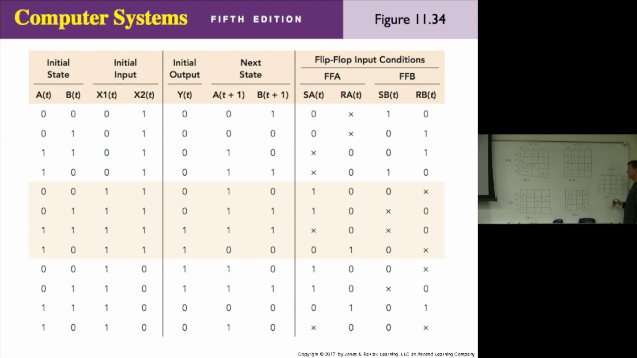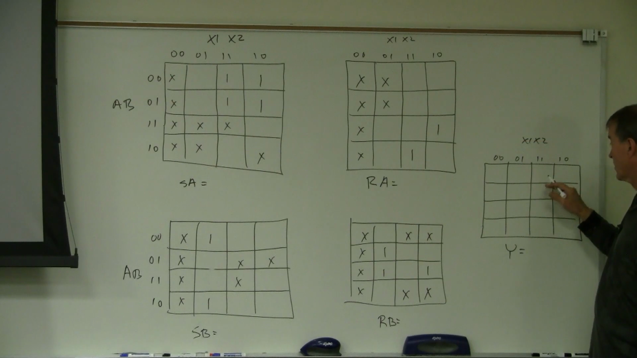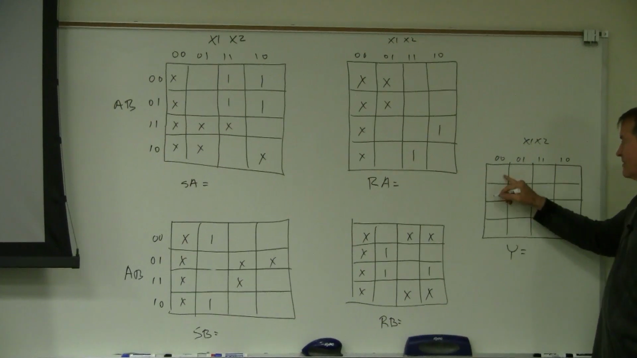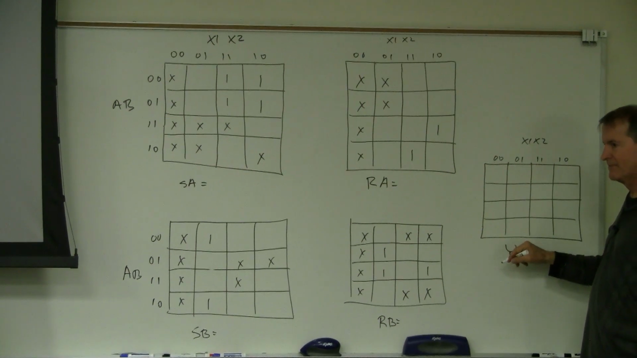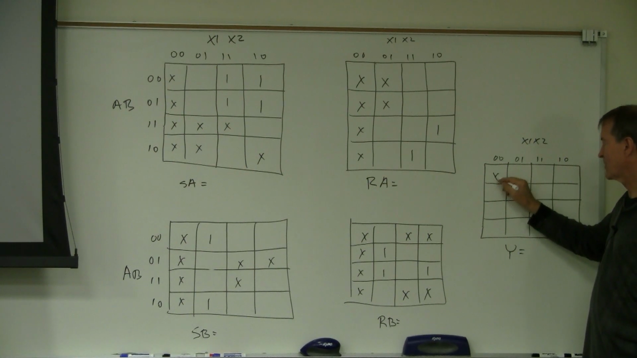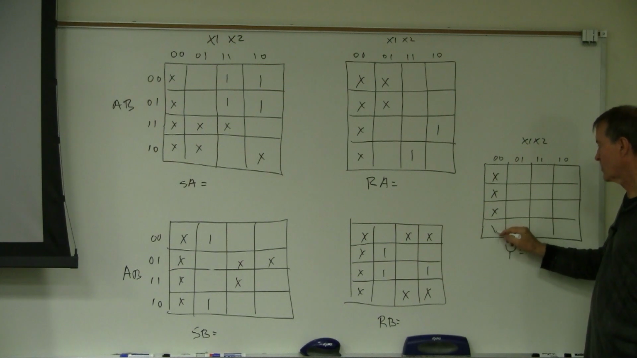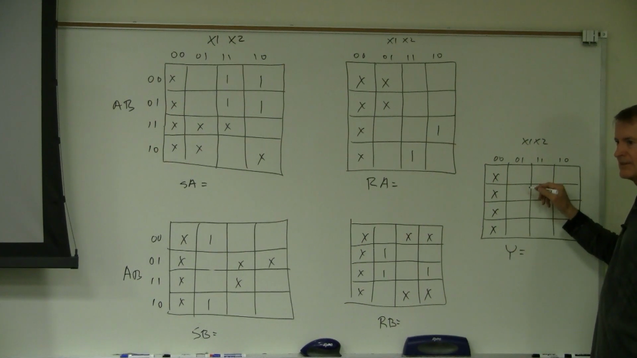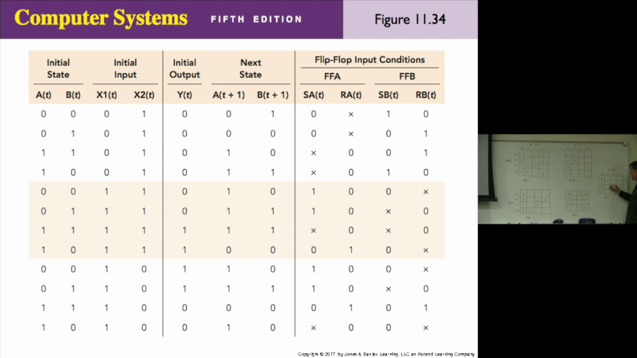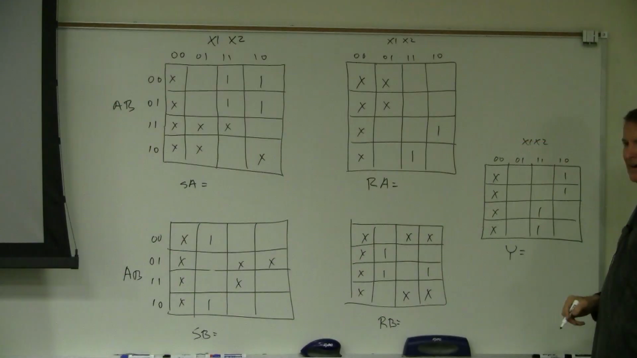Okay, and next. Now we're looking at Y. X, X, X. Yeah, because the 0, 0 input doesn't occur. Next. All zeros. Oh, okay. 0, 0, 1, 1. 1, 1, 0, 0. Are we good?